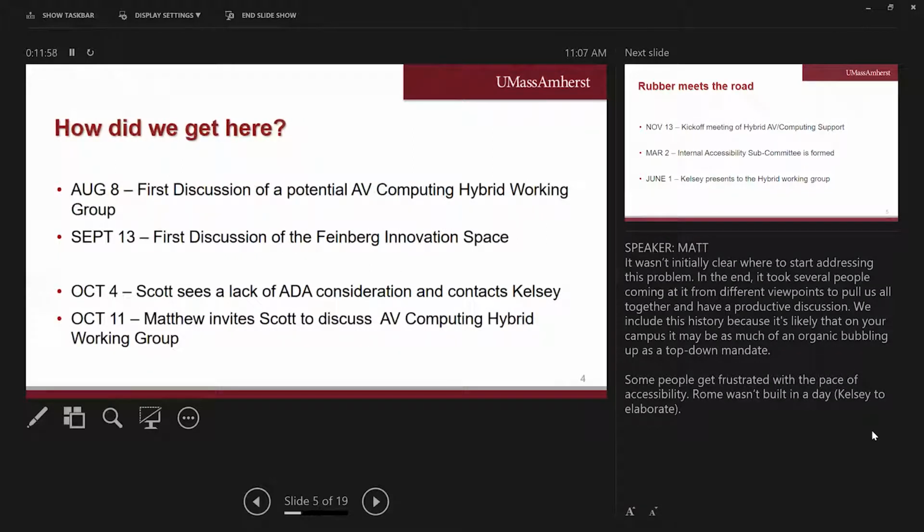So how did we get here? We're going to share a little bit of the process that we've been going through, because it's a long process and it's not necessarily a linear, top-down process. For us, it really was bubbling up from all different parts of the university, where people who had concerns about accessibility would talk to other people and try to nag the higher-ups to pay attention to it.